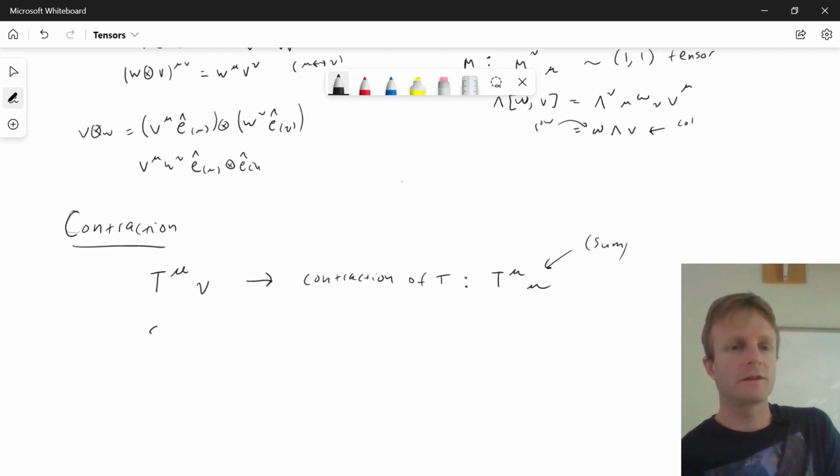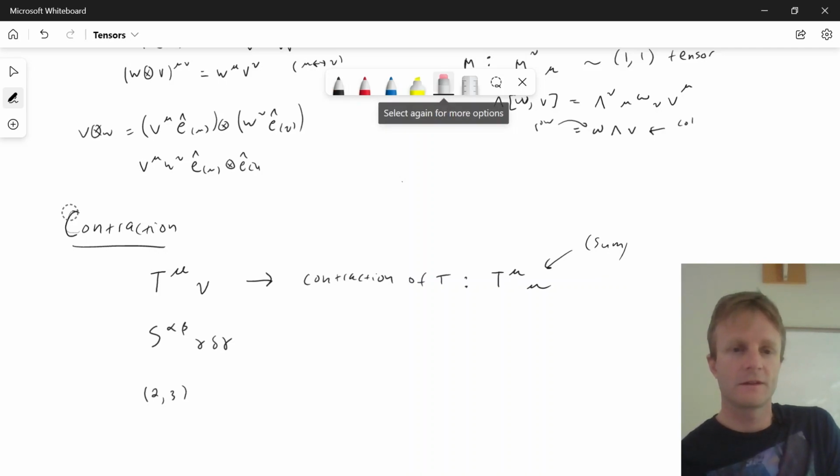You can do it on a tensor with more indices. You could do T alpha, beta, gamma, delta, sigma, right? This is a 2, 3 tensor.